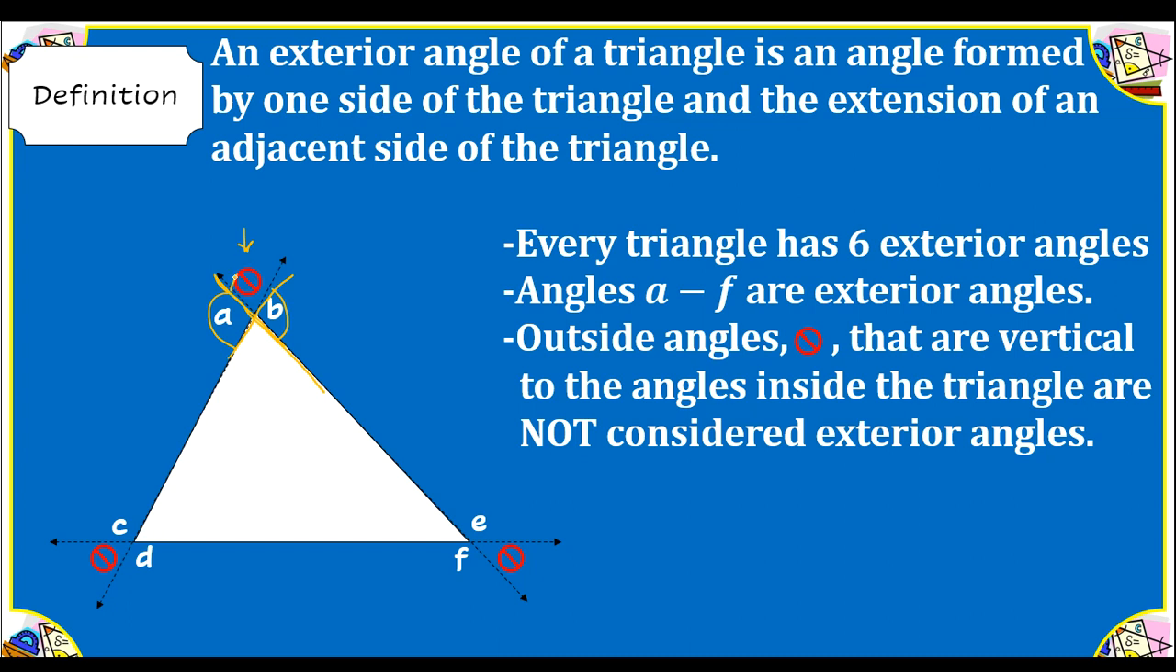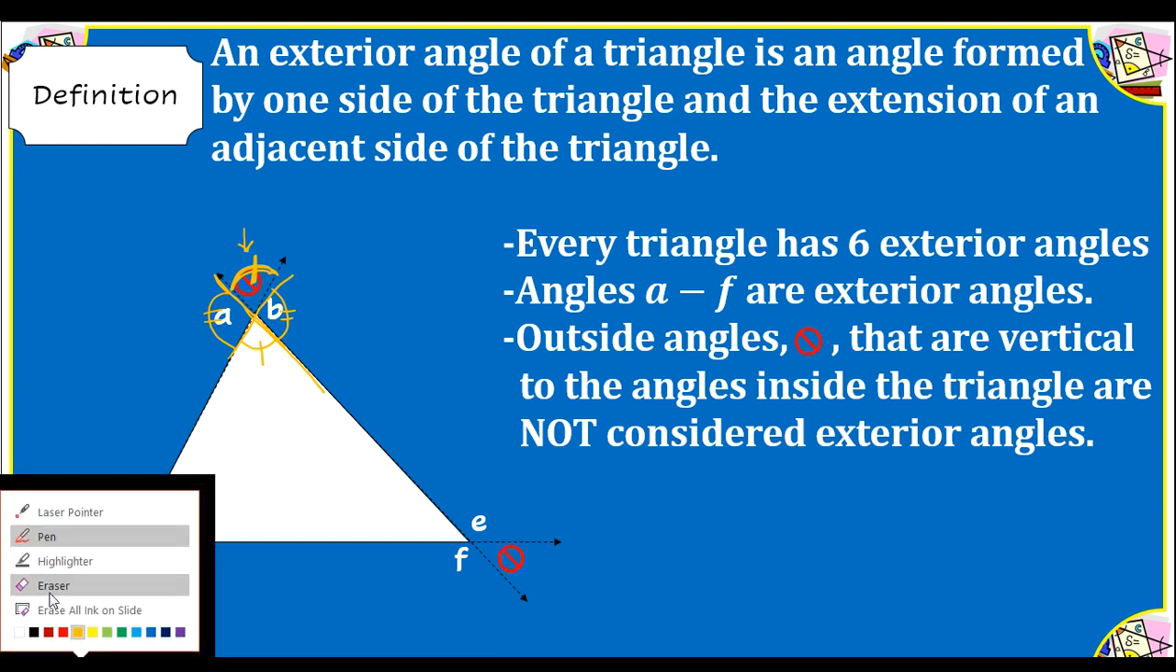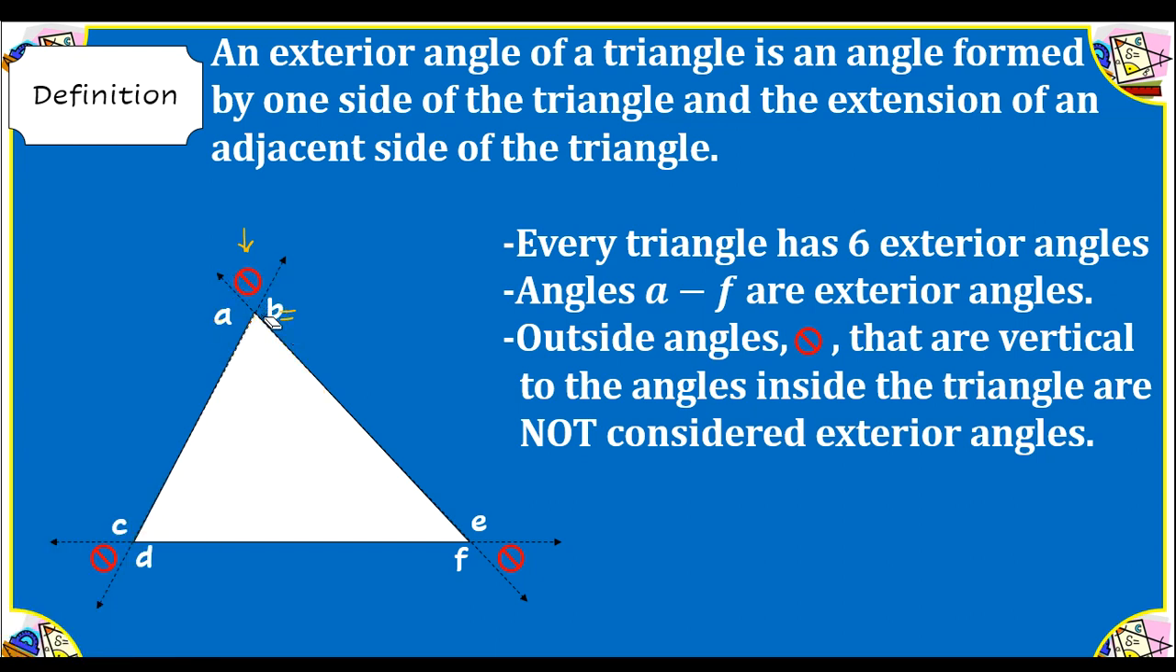Now we do know that this angle here, I'll put a little slash to distinguish between these two. These two, of course, are congruent, but this one is not exterior. We do know this angle measurement and this angle measurement are congruent because they're vertical. So let's erase that so we can see our picture a little better. Notice the exterior angles are A, B, C, D, E, and F.